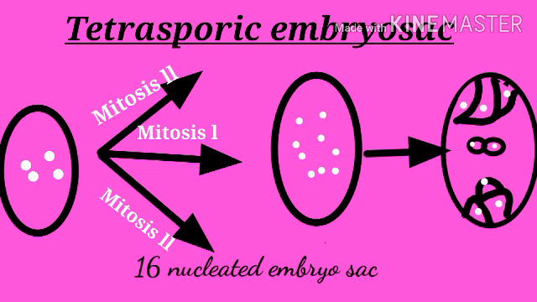Now the single megaspore with 4 nuclei undergoes mitotic division. In some plants they will undergo only 1 mitotic division. Here there are no 3 successive mitotic divisions as happens in the normal embryo sac development. In some plants only 1 mitotic division will happen. As a result, they will form an 8-nucleated embryo sac. Whereas in some other plants, they will undergo 2 successive mitotic divisions, and as a result, a 16-nucleated embryo sac will be formed. Clear?